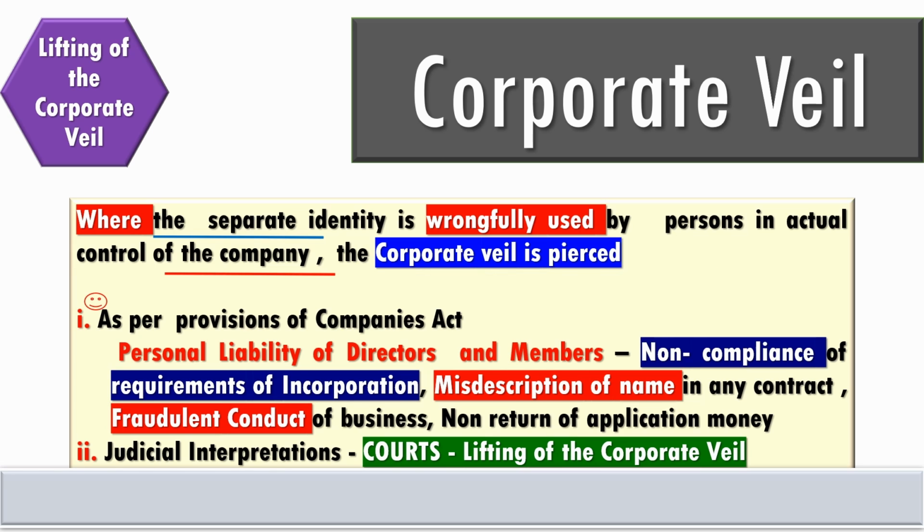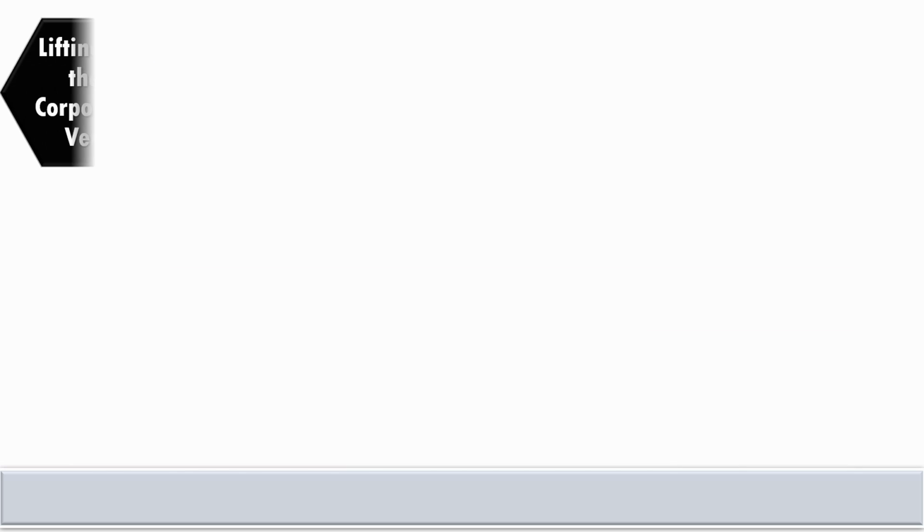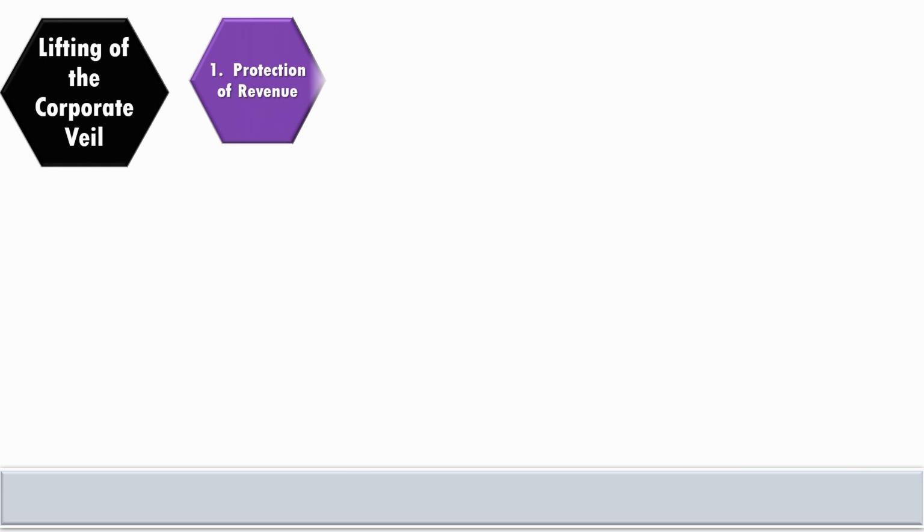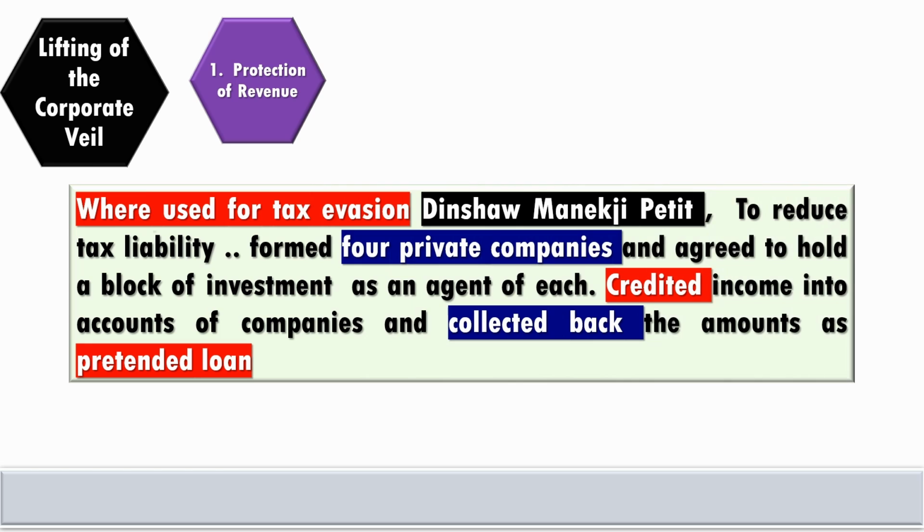There are 2 provisions. One, as per the Companies Act, where personal liability of directors and members comes to the fore for reasons of non-compliance of requirements of incorporation, misdescription of name, fraudulent conduct of business, etc. Second, even the courts, in the course of their judicial interpretation, pierce the corporate wheel to find out the real person who is guilty.